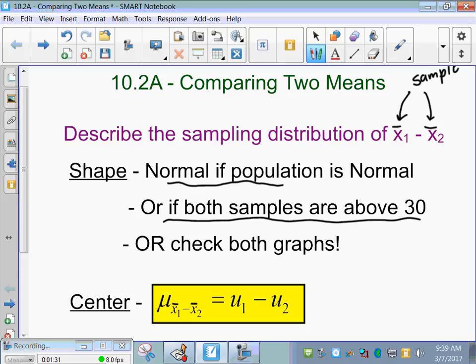And then, of course, we still have that you can check both graphs. And remember when you check both graphs, yeah, you can still have slight skewness, right? You just can't have strong skewness, and you can't have outliers, or I guess you proceed with caution, all right? Proceed with caution.